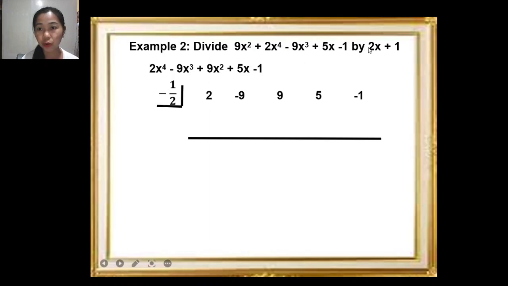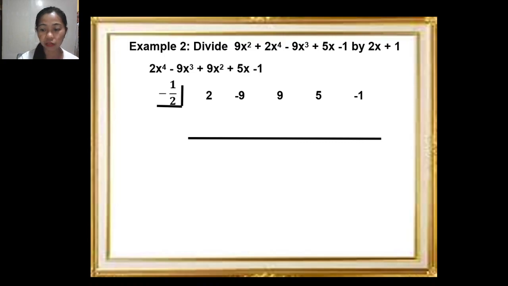Ayan. So, yung coefficient ng first term ng ating divisor, i-over mo lang doon sa constant term and then palitan mo lang ng sign, kaya negative 1/2. Okay, kompleto na. Meron ka ng R value, meron ka ng coefficients doon sa first row.